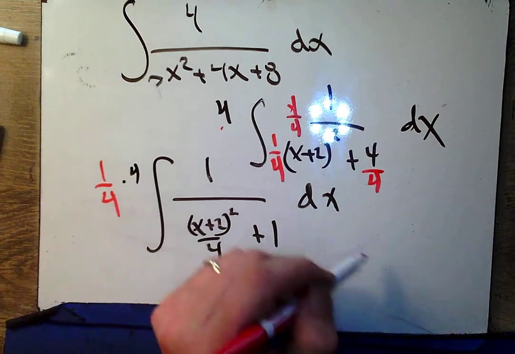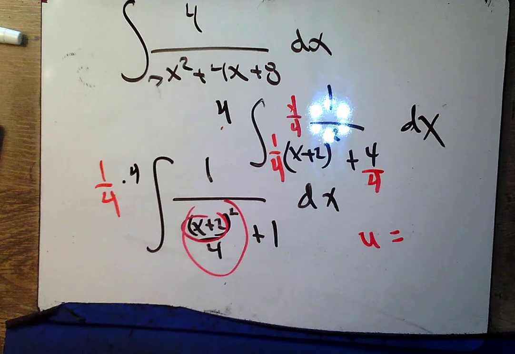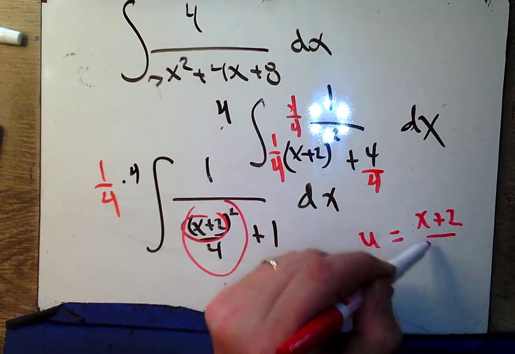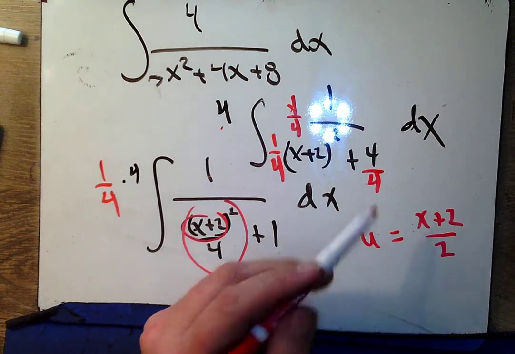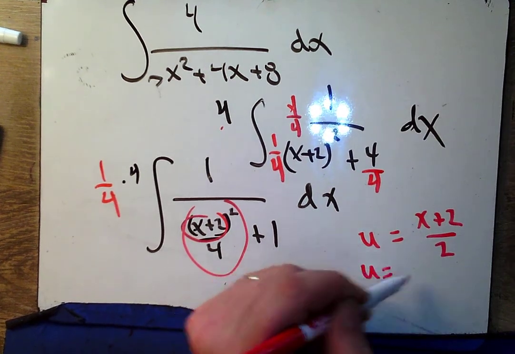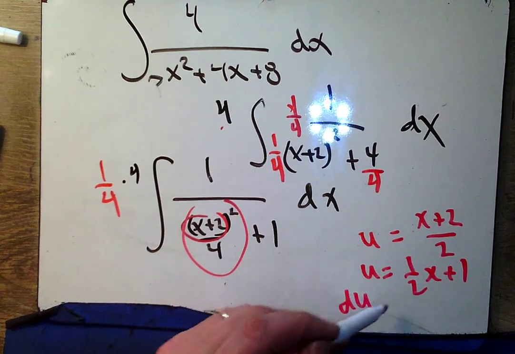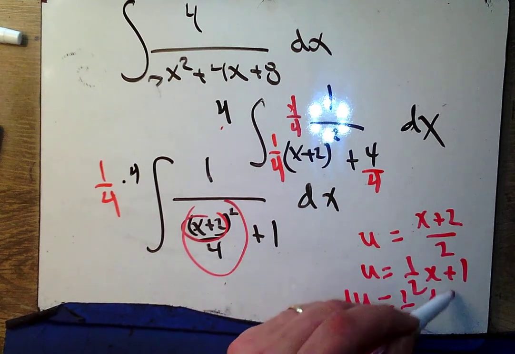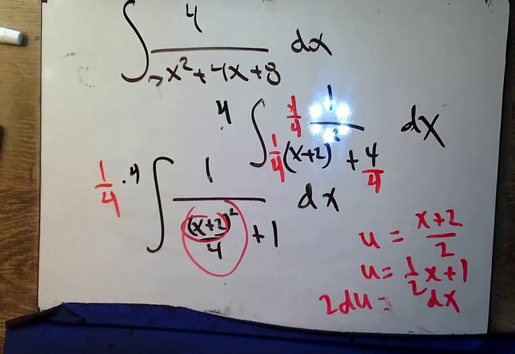Okay, so what's my u? Well, my u is going to be the square root of this. So x plus 2 over 2 is my u. Or u equals 1/2 x plus 1. Therefore, du equals 1/2 dx, or 2 du equals dx.